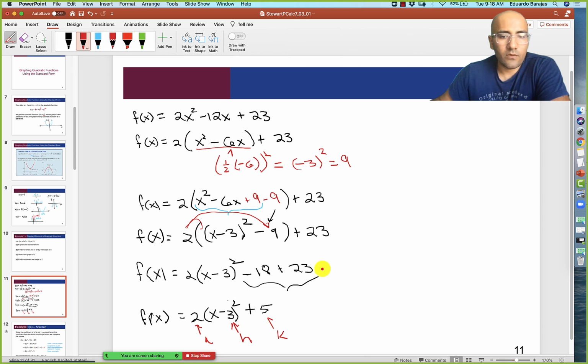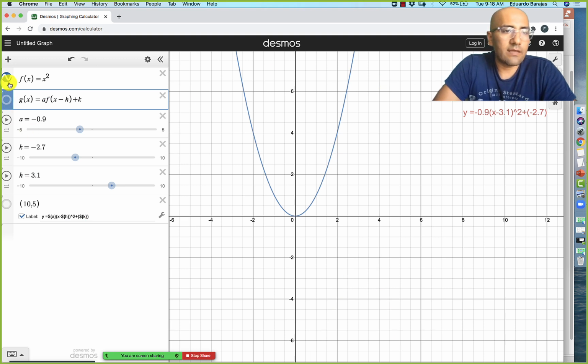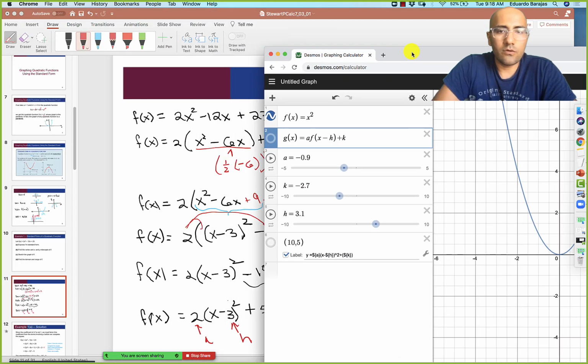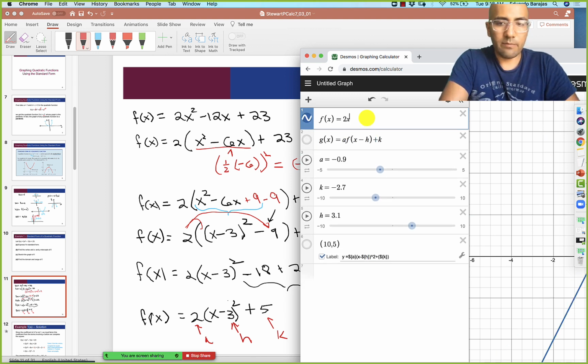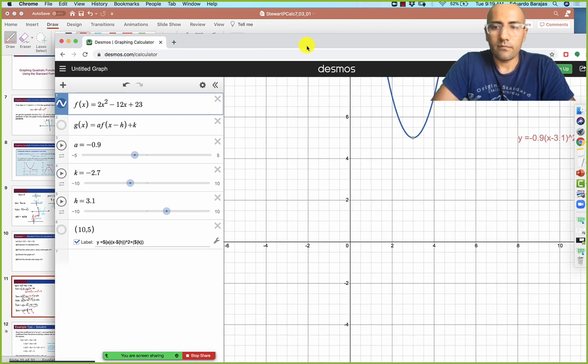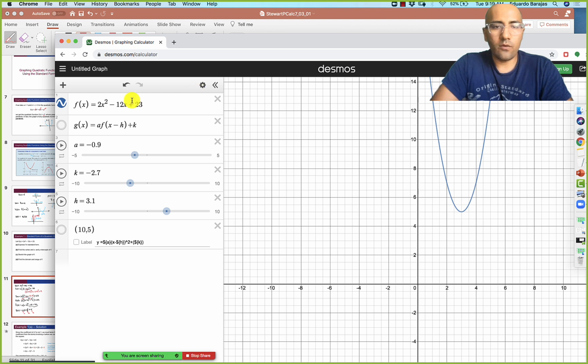Good. So if we try and graph it, let's use Desmos to confirm that everything works out the way we think it does. So let's graph the original one. 2x to the power of 2 minus 12x plus 23. So there's the original graph right here. Zoom out a little bit more. Here's the original one, written like this: 2x squared minus 12x plus 23.